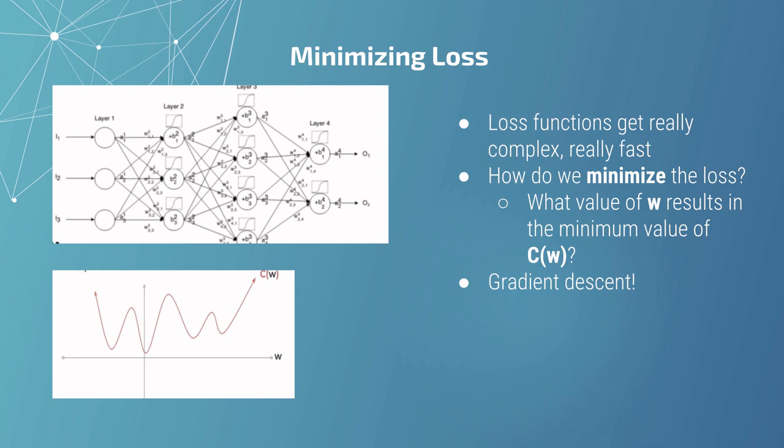Minimizing loss. Loss functions get really complex really fast, as you can see from the top left picture. But how do we minimize the loss? We want our neural networks to be as accurate as possible. We need to find what value of W, the weight, results in the minimum value of C of W. So C of W is portrayed by the graph in the bottom left. How do we do that? We use gradient descent to find that minimum value of W.